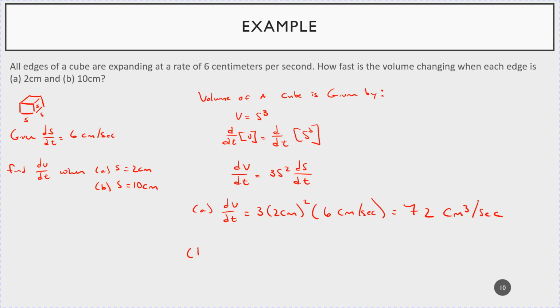In B here, dV/dt is equal to 3, and now I'm saying, well, what happens when it's at 10 centimeters? So 10 centimeters squared, and then ds/dt is still 6 centimeters per second. So 10 squared is 100, 100 times 3 is 300, times 6. This is 1800 centimeters cubed per second. All right, which is what we think, right? With a larger volume, the volume would be changing quicker there.